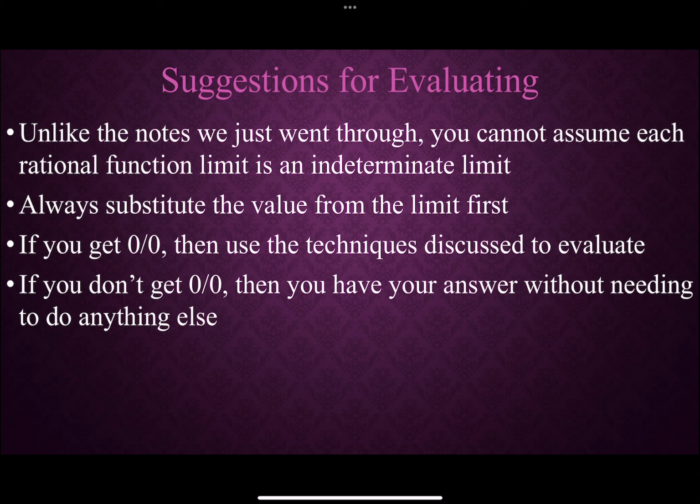All right. In general, though, unlike what we just went through, you can never assume they're all indeterminate. So as I was saying, always substitute in first. If it's 0 over 0, use these techniques. If it's not, then your answer is whatever it is. If your answer is 5 divided by 7, then it's 5/7. If you get 0 divided by 6, that's 0. If you get 8 divided by 0, that's a does not exist scenario. It's more likely infinity or negative infinity based on what's really going on with the graph. And we'll talk about that kind of stuff because that's a vertical asymptote scenario in a later topic.